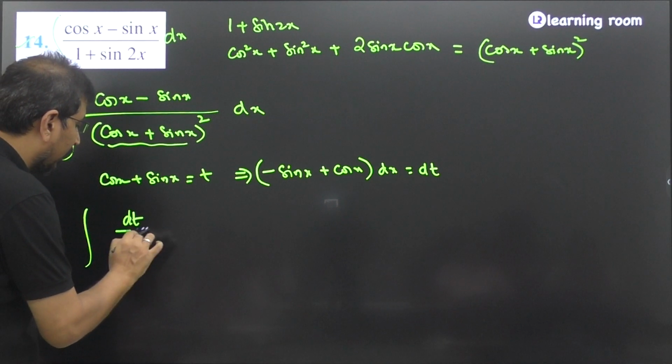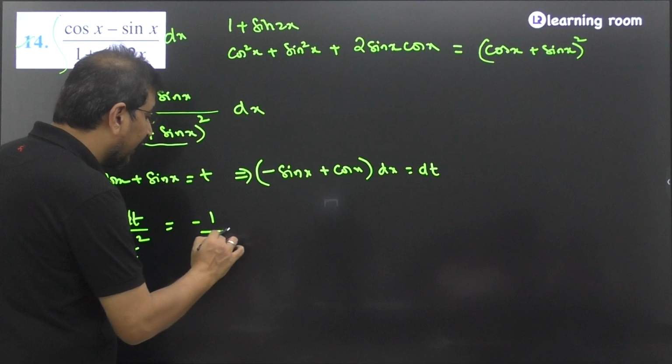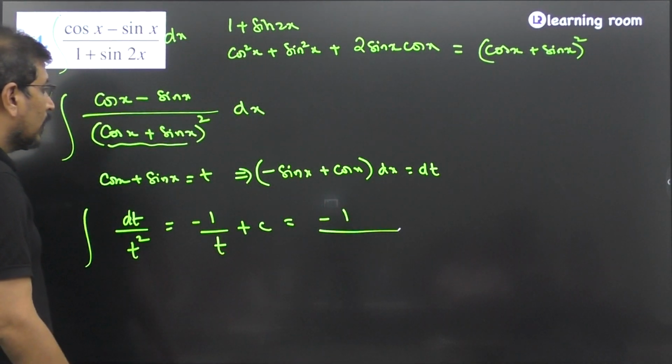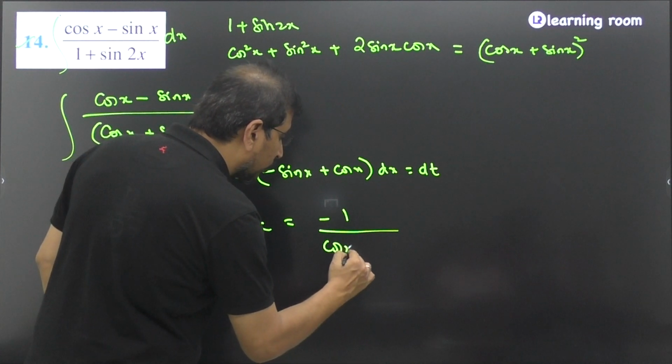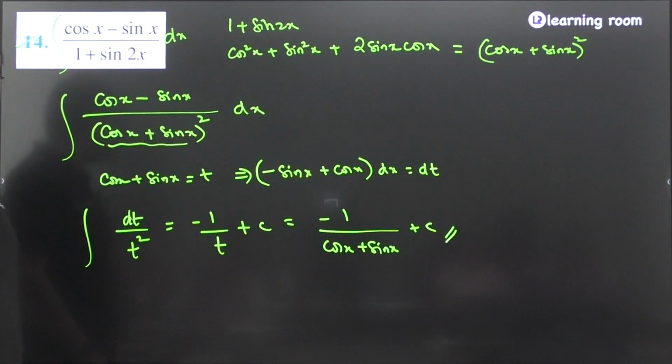Integral of dt divided by t square. So it is going to be minus 1 by t plus c, or minus 1 divided by, what is going to be the value of t? It is cos x plus sin x, plus c. I hope it is clear, right?